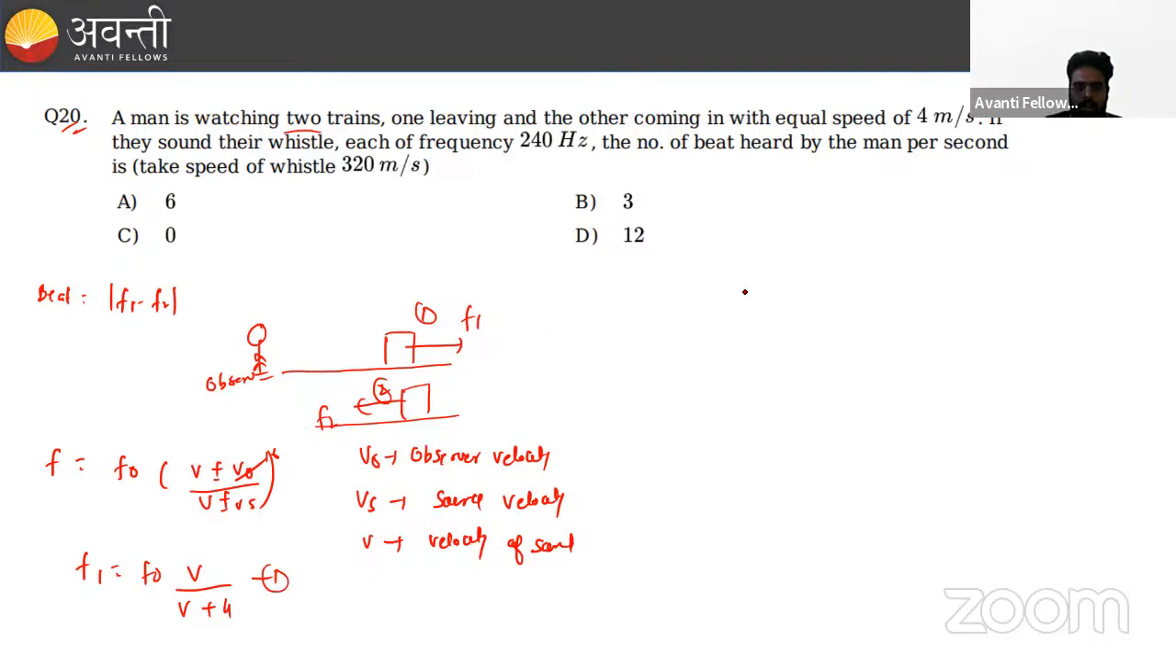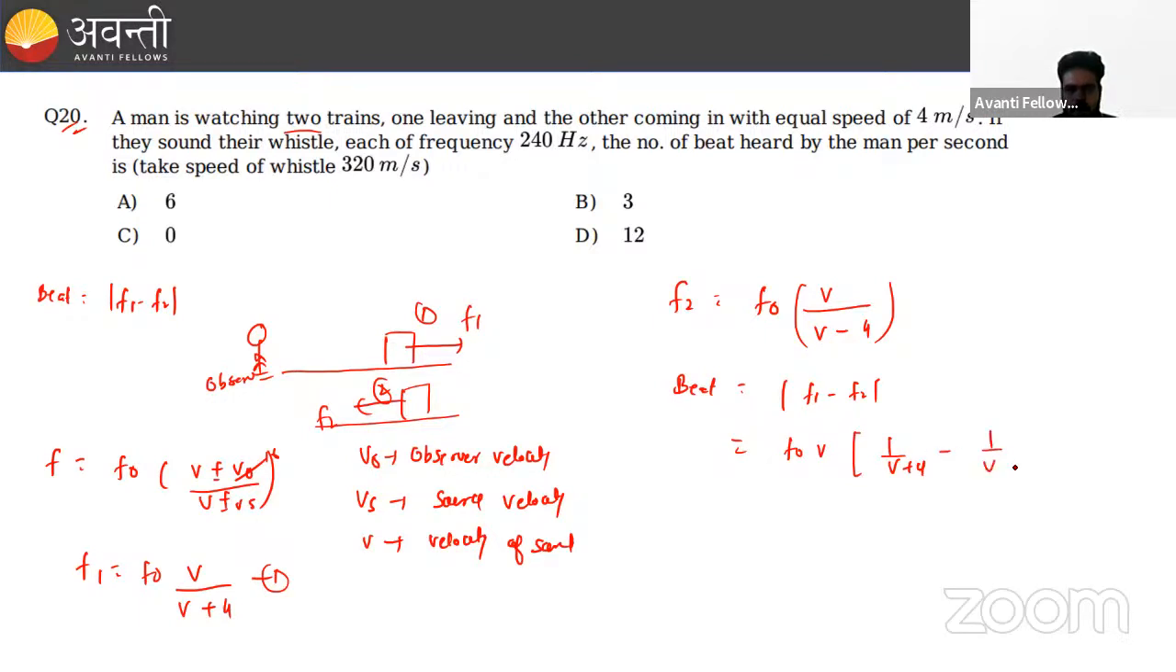If we find out F2, what is the value of F2 here? Again apply this formula: F naught V upon V minus 4. Right. So in order to find the beat, we have to take |F1 minus F2|. This value will become F naught V common, and this will become (1 upon V minus 4) minus (1 upon V plus 4). After solving this, F naught is given in the problem, that is 240, and V, the velocity of sound, is 320, and this will become V plus 4 minus V minus 4, divided over V square minus 16.